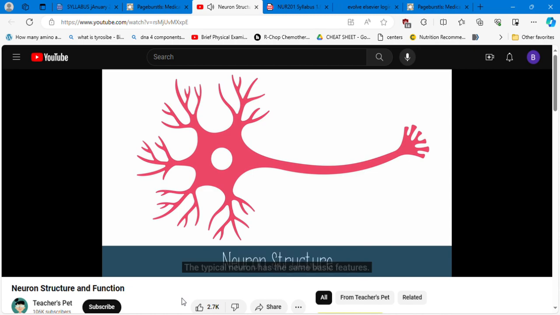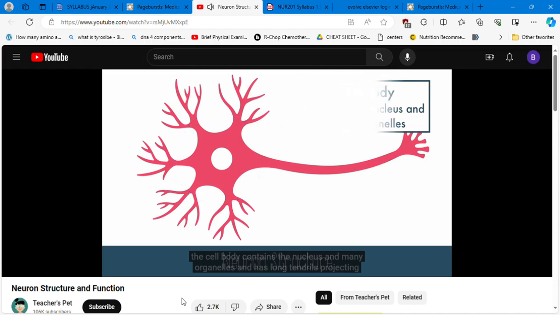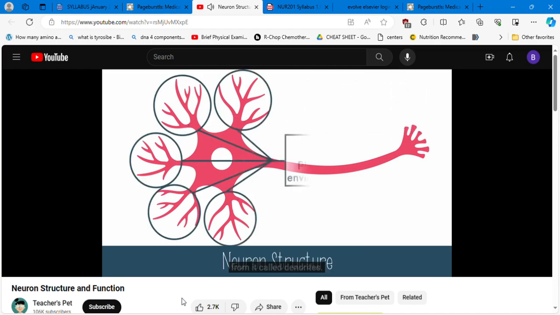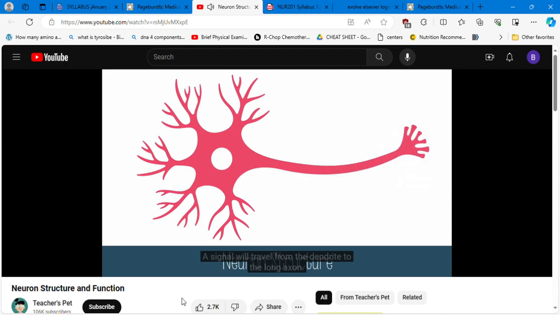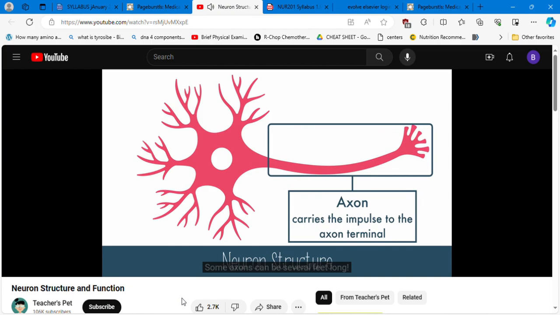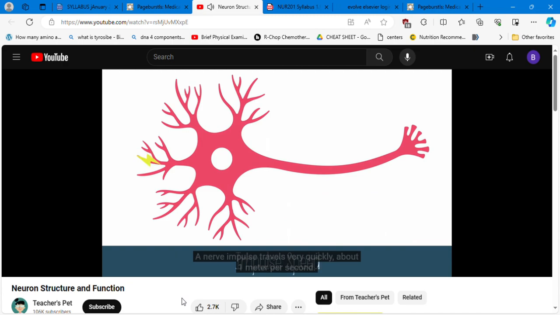The typical neuron has the same basic features. The cell body contains the nucleus and many organelles, and has long tendrils projecting from it called dendrites. These dendrites pick up signals from their environment or other neurons. A signal will travel from the dendrite to the long axon. Some axons can be even several feet long. The axons carry the signal to the end of the axon, often called the axon terminal, where messages are then sent in the form of chemicals to the next cell. A nerve impulse travels very quickly, about 1 meter per second. But many nerve fibers have a way to transmit signals up to 100 times faster.